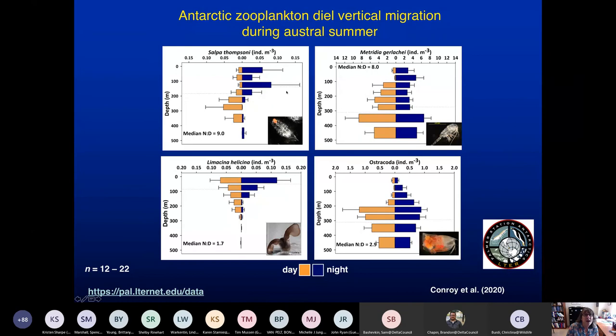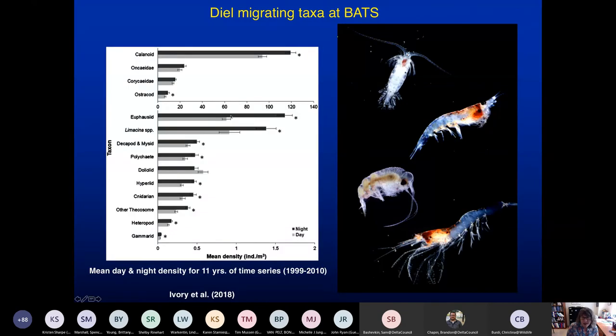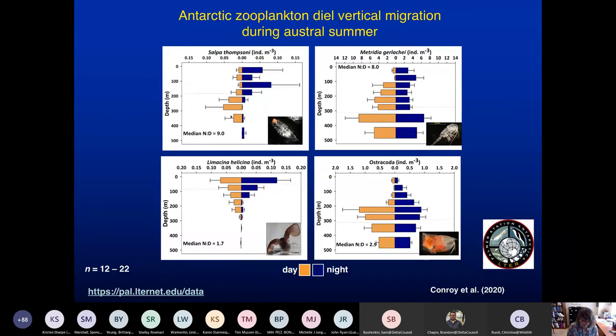So this is summertime diel vertical migration of zooplankton in the summertime at this site. And what you see here, these are salps. This is again daytime versus nighttime. So we've got daytime, they're down here in the deeper waters, coming up into the surface waters at night. This is a strong migrating copepod, Metridia, again, hanging out in deep waters, going into the surface at night.